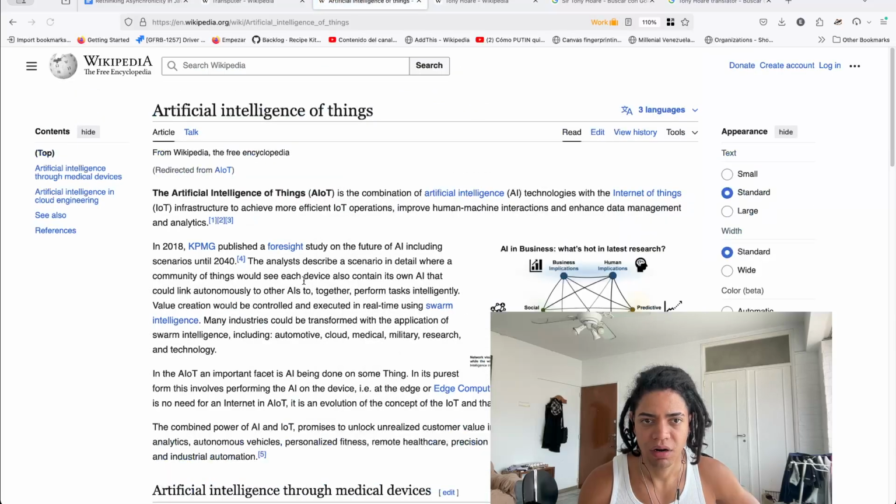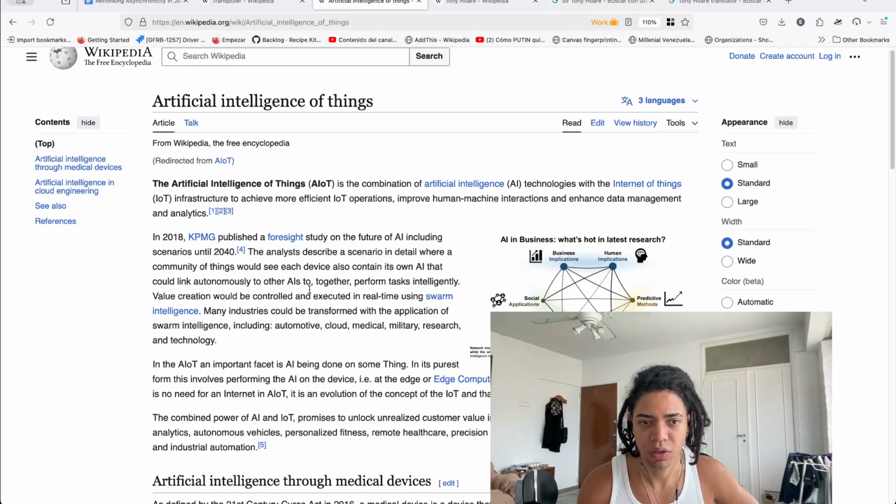AIoT, artificial intelligence of things. In 2018, KPMG published a foresight study of the future of AI, including scenarios until 2040. The analysts describe scenarios in detail where in our community of things each device also contains its own AI that could link autonomously to another AI, and together perform tasks intelligently. Value creation will be controlled and executed in real time using swarm intelligence. Many industries will be transformed with the application of swarm intelligence, including automotive, cloud, medical, military, research, and technology.